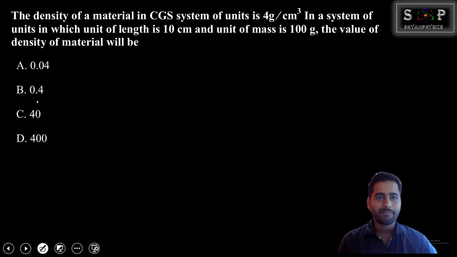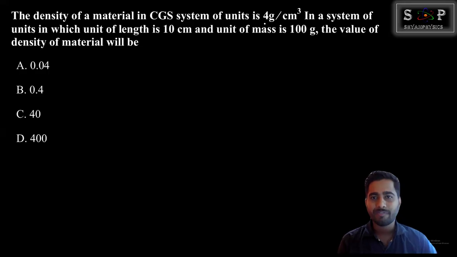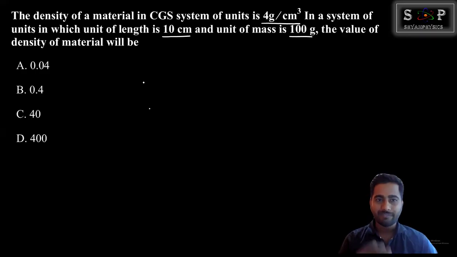Next question: the density of a material in the CGS system of units is 4 gram per centimeter cube. In a system of units in which the unit of length is 10 centimeter and the unit of mass is 100 gram, what is the value of the density of the material? Now we have to convert from one system of units to another, so we go with n1 u1 equals n2 u2. In the first system, the number is 4 and the unit is gram per centimeter cube.